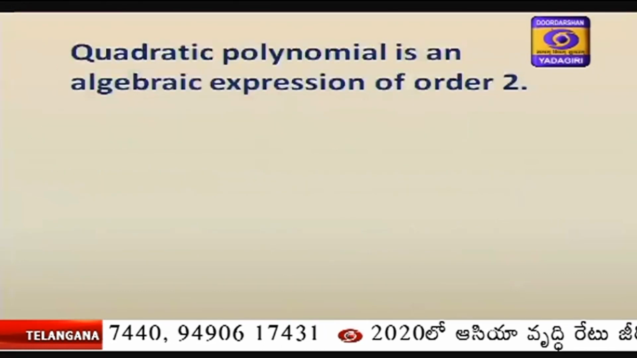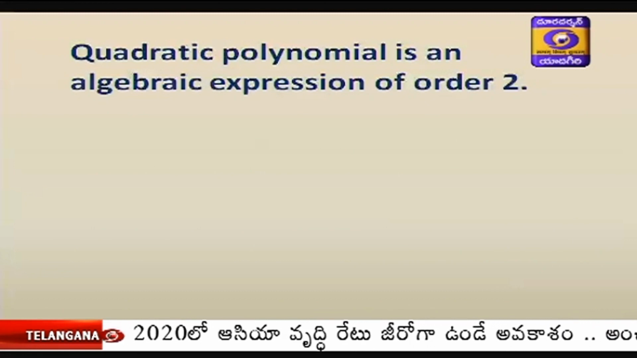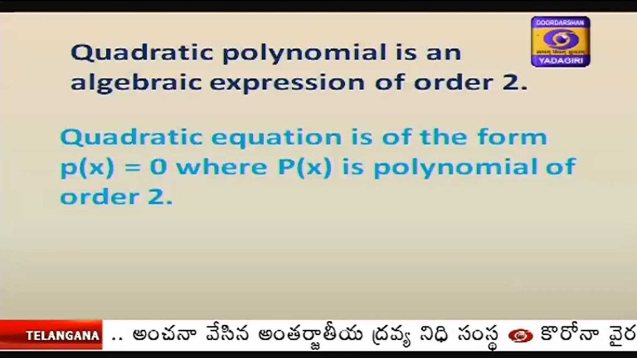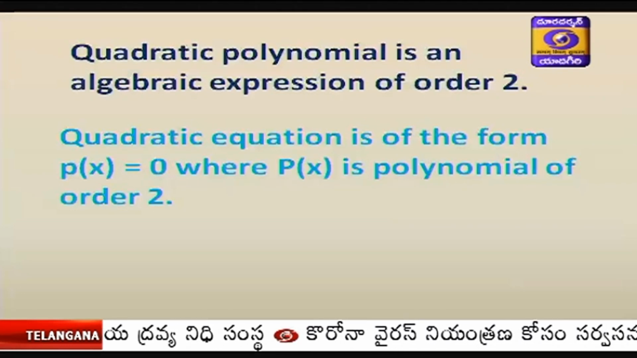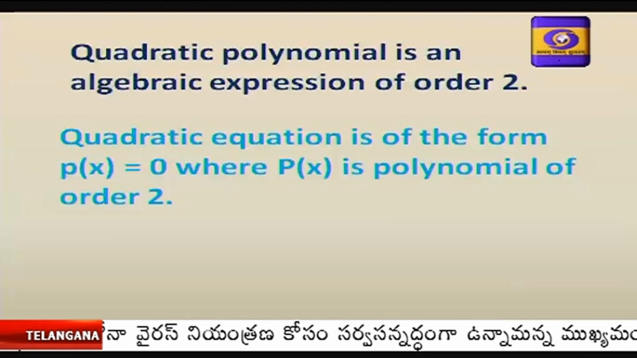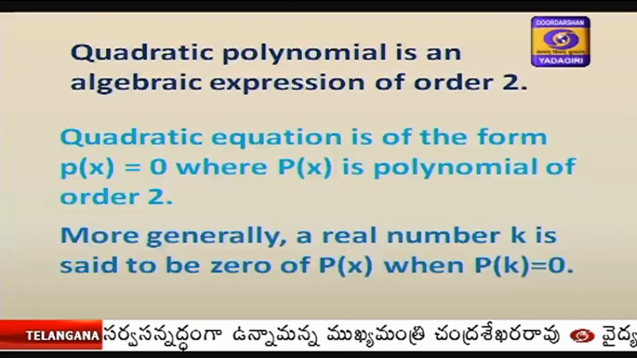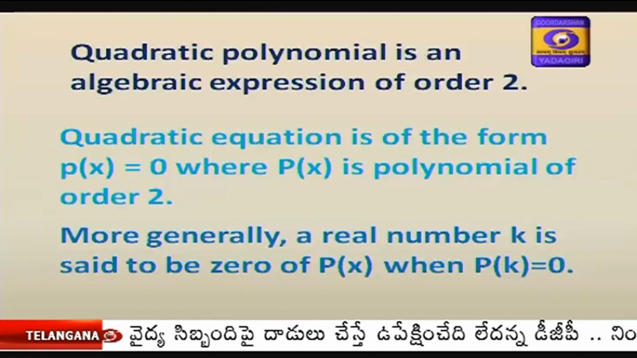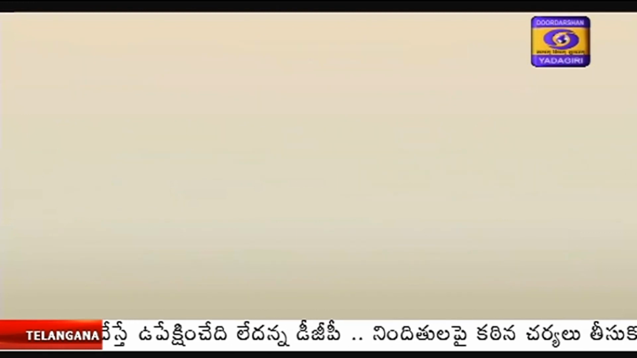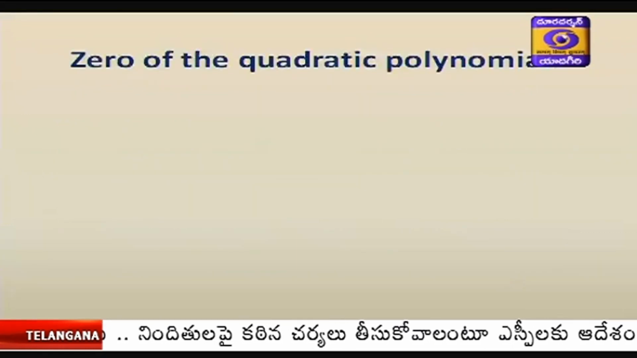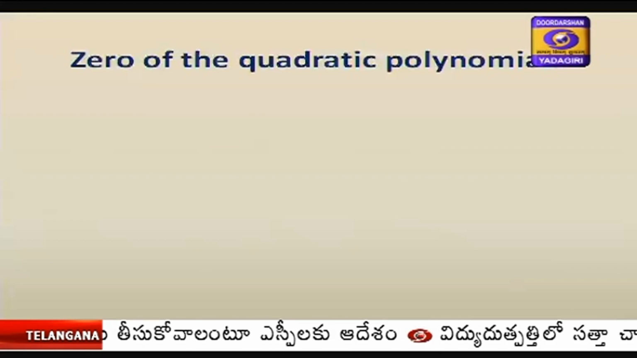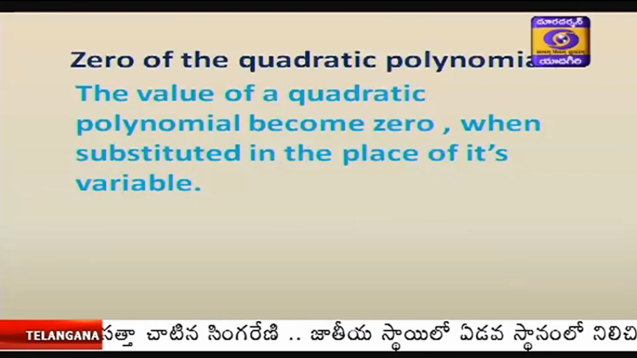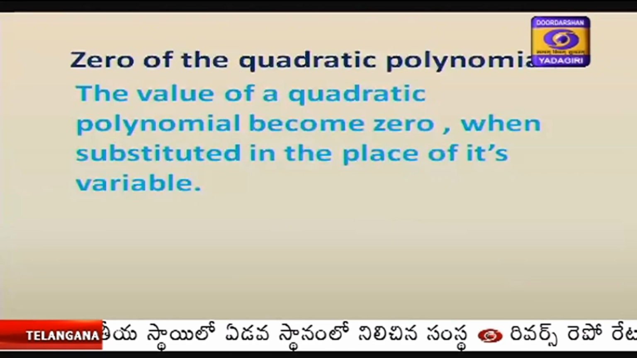A quadratic polynomial is an algebraic expression of order 2. A quadratic equation is of the form p(x) = 0, where p(x) is a polynomial of order 2. More generally, a real number k is said to be a zero of p(x) when p(k) = 0. Then it is a zero of the polynomial or a zero of the quadratic equation. The value of a quadratic polynomial becomes 0 when it is substituted in the place of its variable.